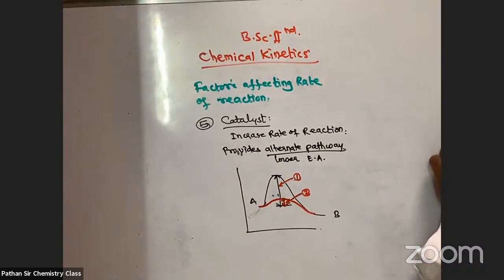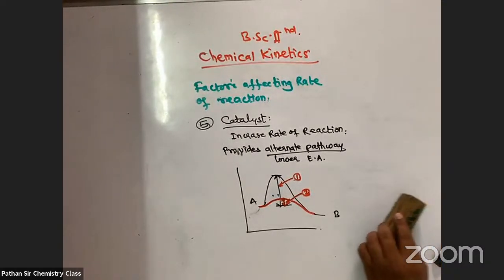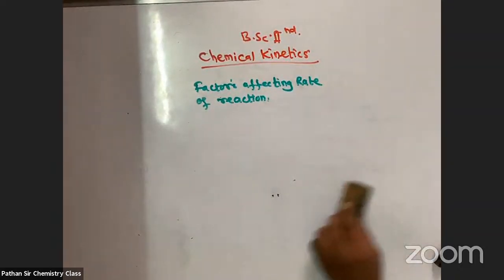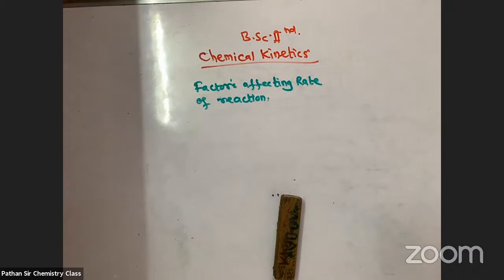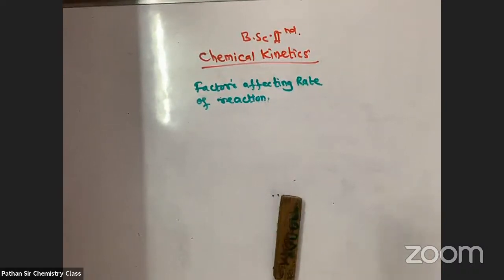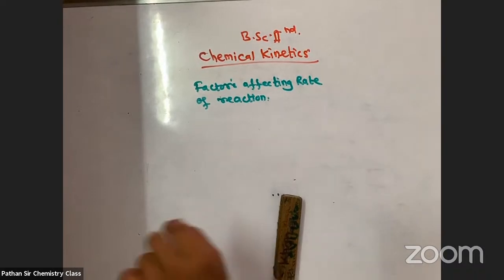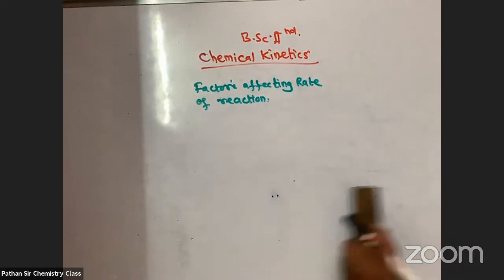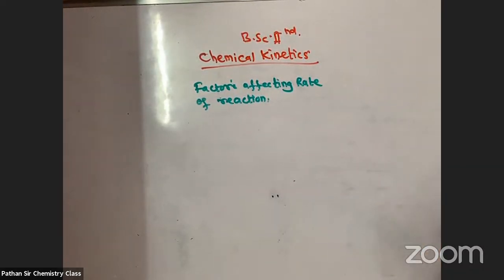So these are all the factors that affect rate of reaction. The first factor was concentration. The rate of reaction increases with increase in concentration. Rate of reaction increases with increase of temperature. In case of gaseous samples, pressure behaves like concentration. So the higher the pressure, the higher the rate of reaction; the lower the pressure, the lower the rate of reaction.